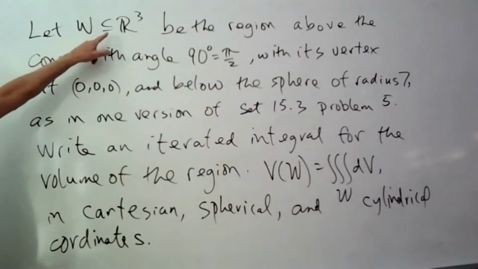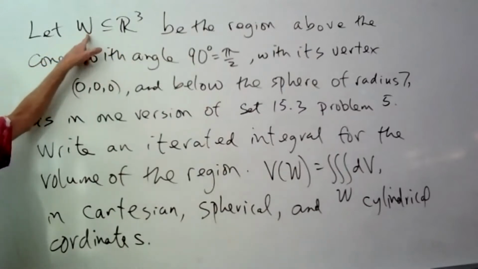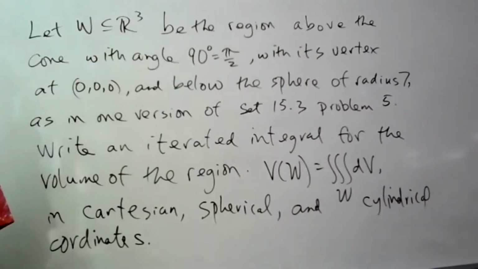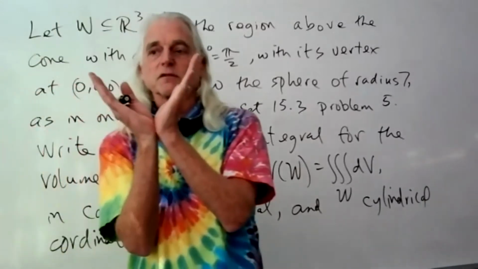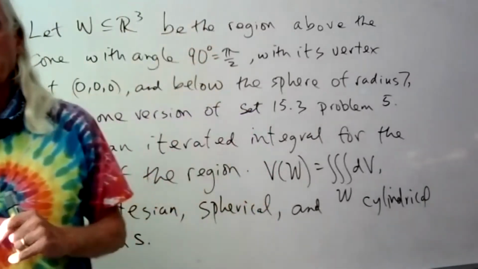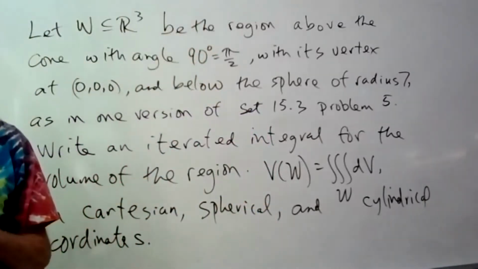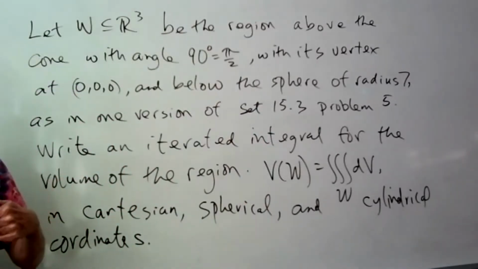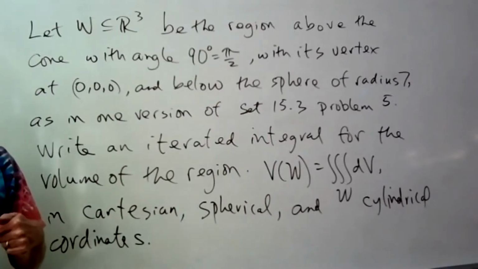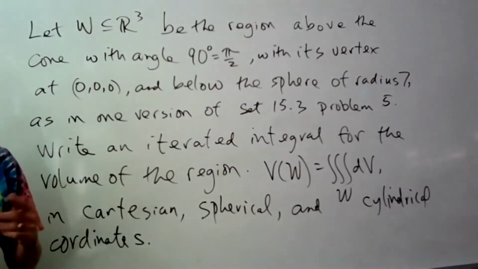Let W be a region in R3. That means W is a subset of R3, or possibly equal to, but it's not all of R3. Let W be a region in three-dimensional space above the cone with an angle of 90 degrees with its vertex at the origin and below the sphere of radius 7. As in one version, at least my version of set 15.3, problem 5.